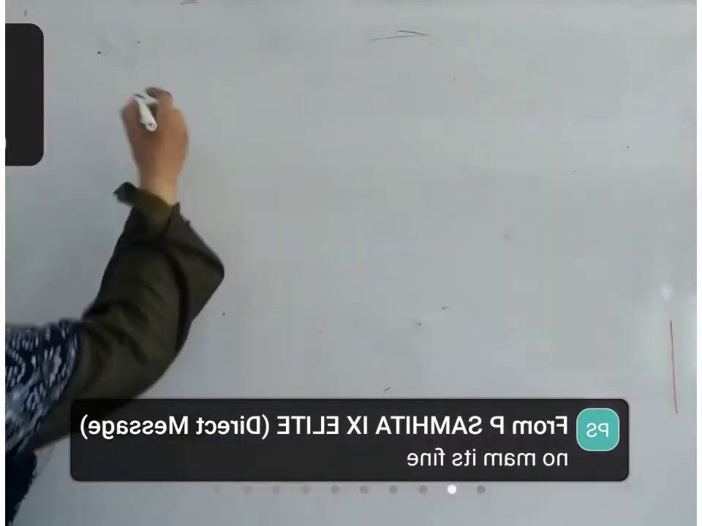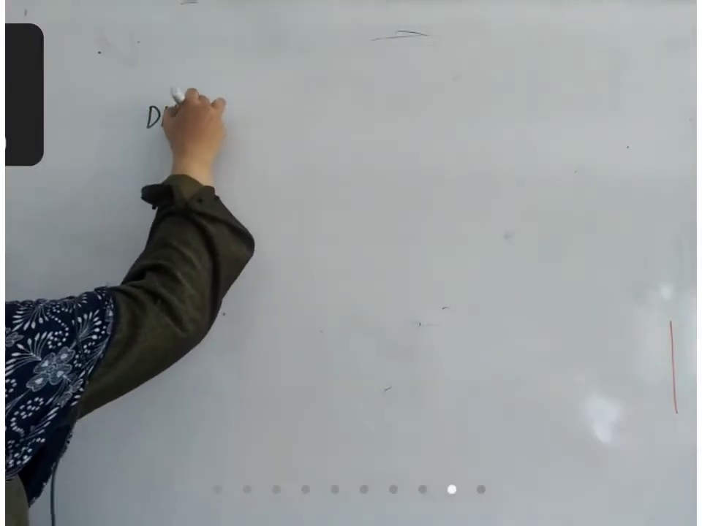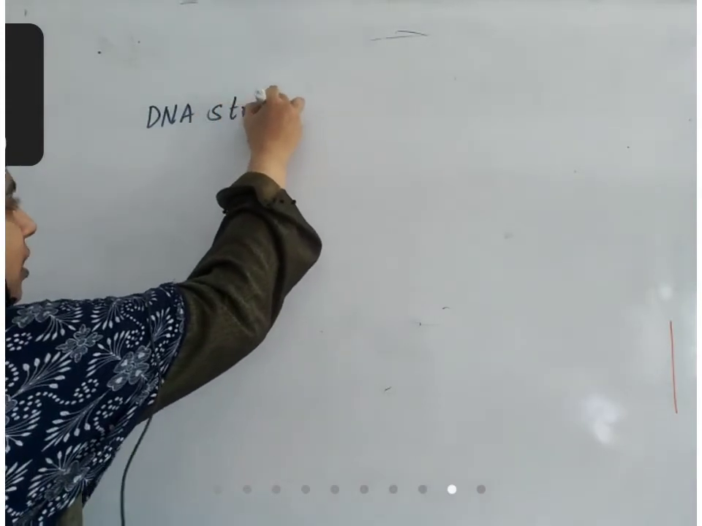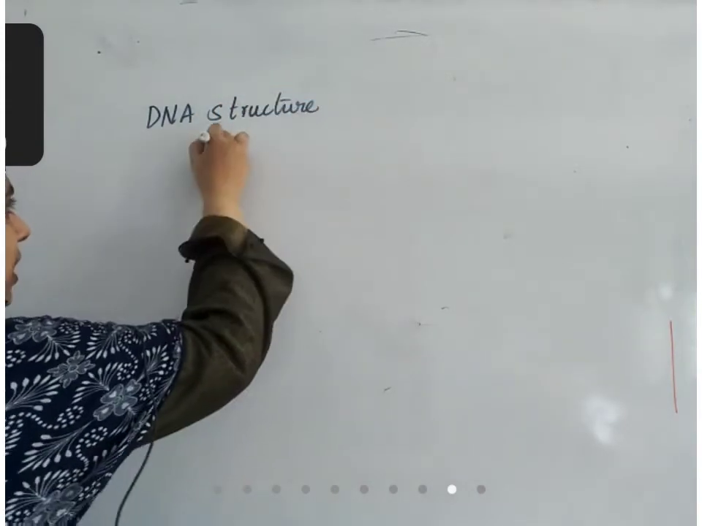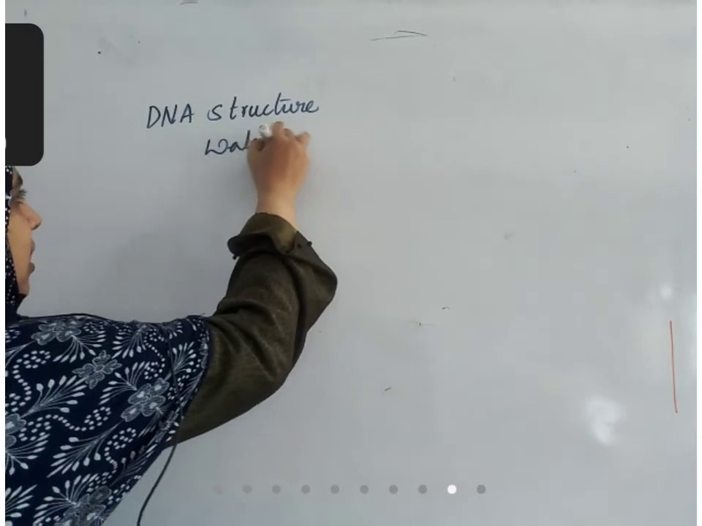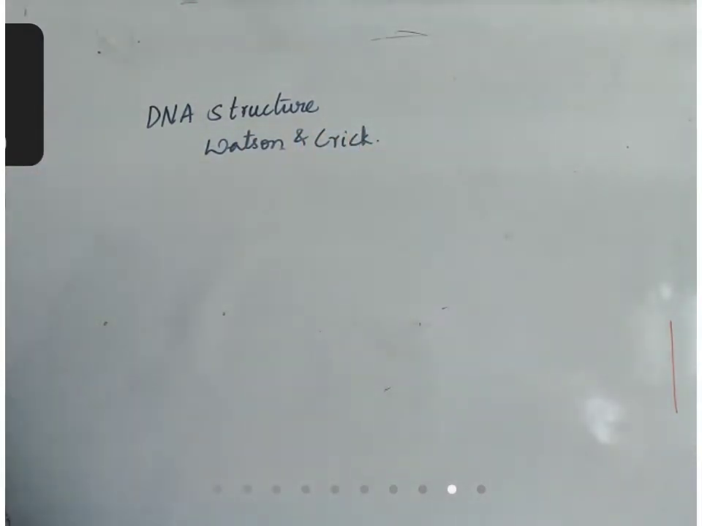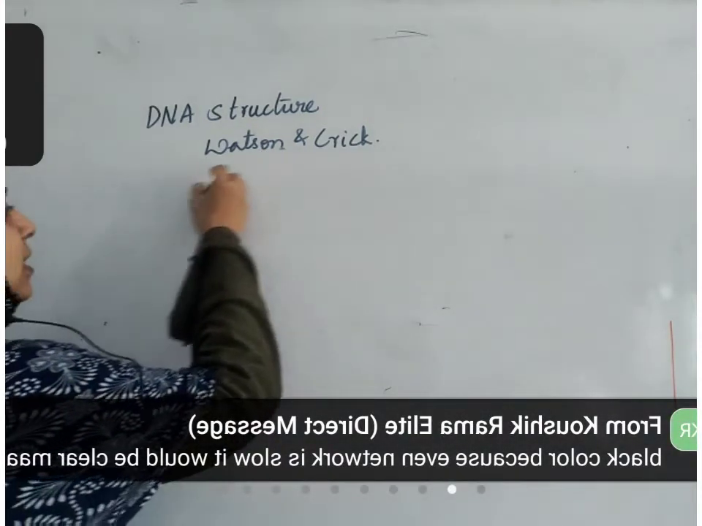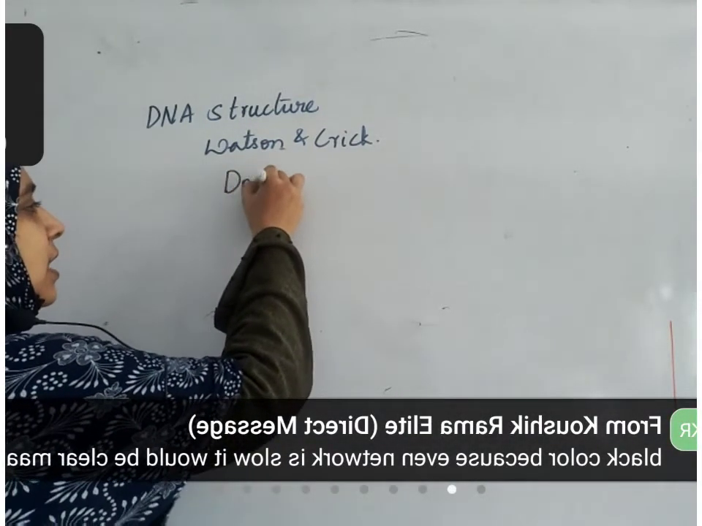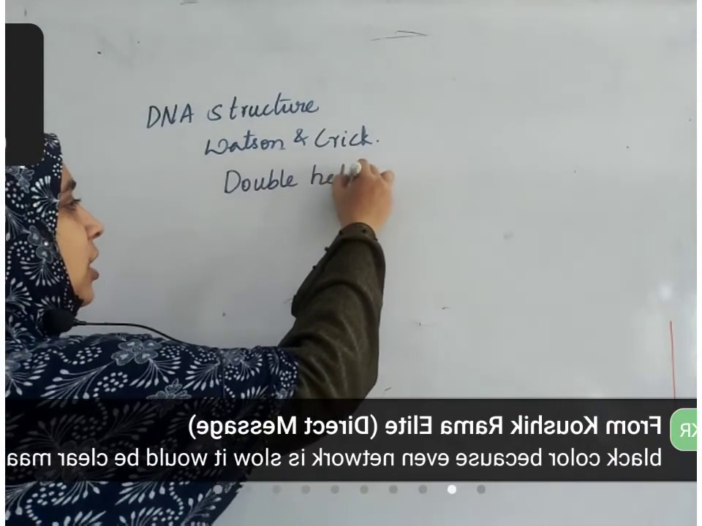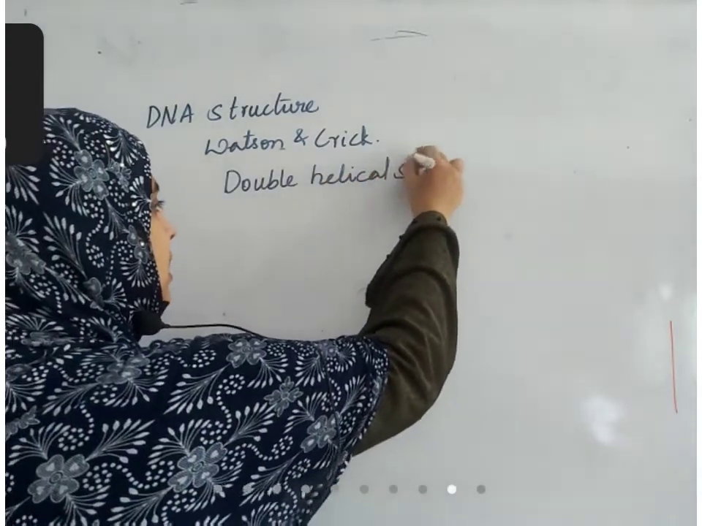Okay, structure of DNA. DNA structure is proposed by Watson and Crick. The model of DNA structure which is proposed by Watson and Crick is called the double helical structure.